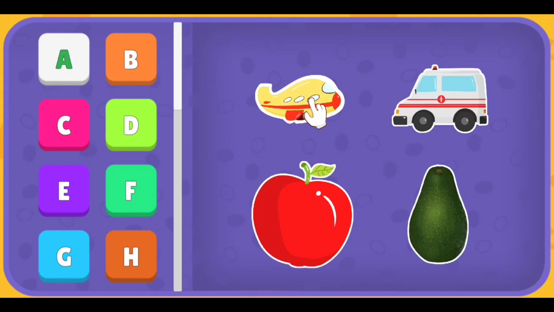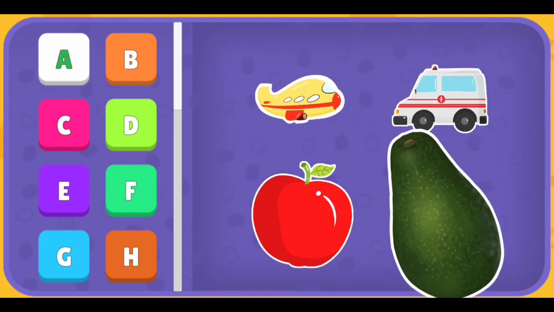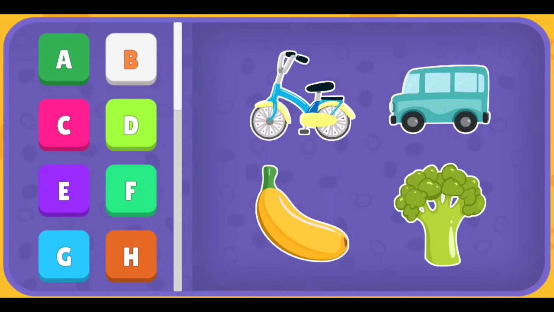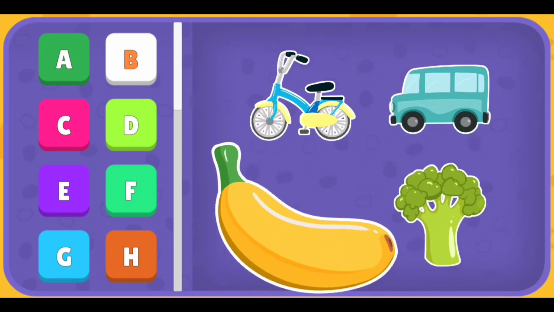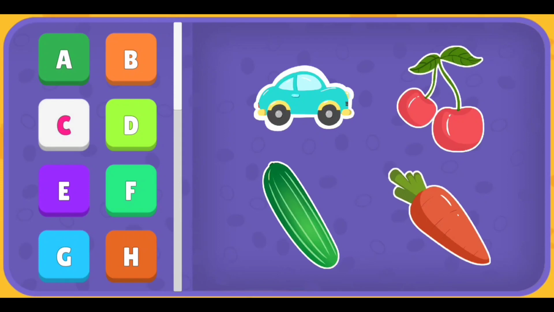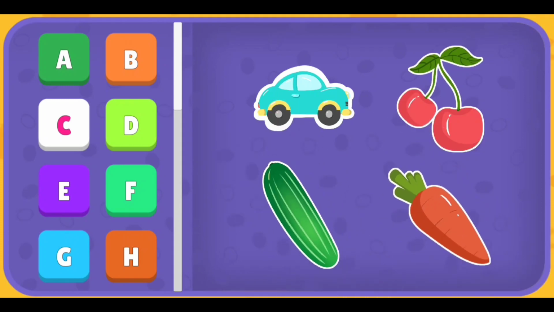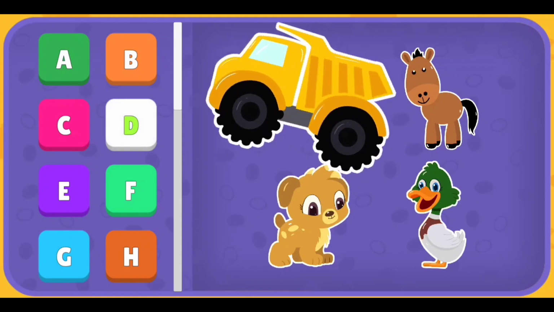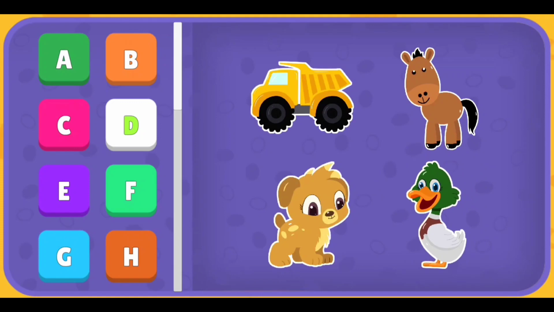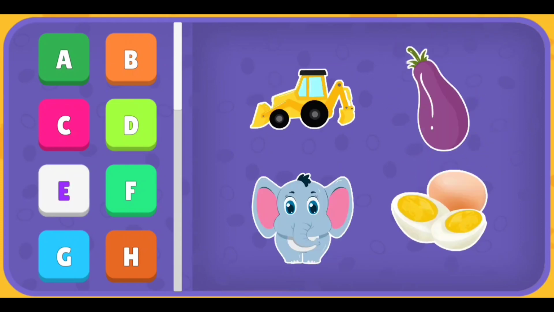A, apple, ambulance, airplane, avocado. B, bicycle, broccoli, banana, bus. C, car, carrots, cucumber, cherry. D, dump truck, duck, dog, donkey.